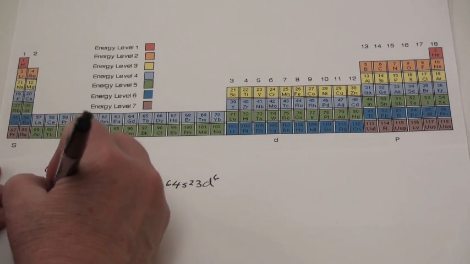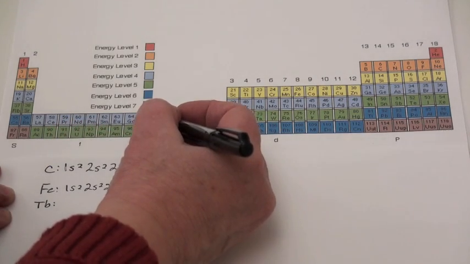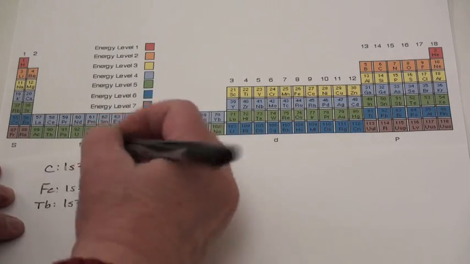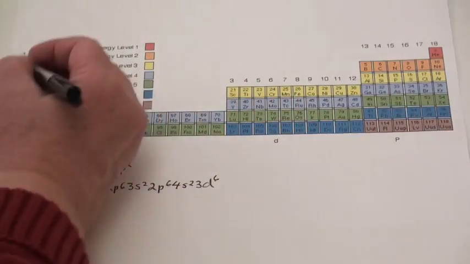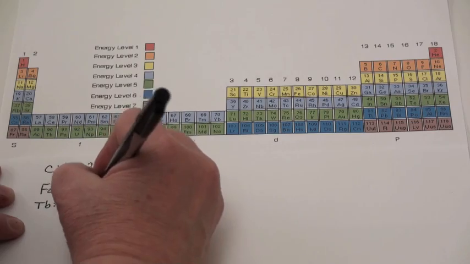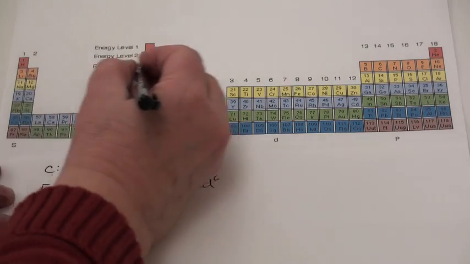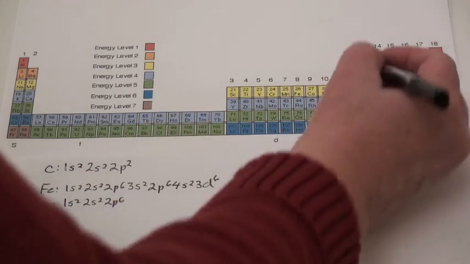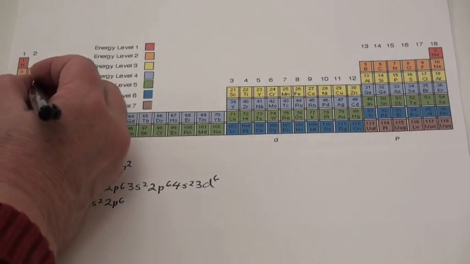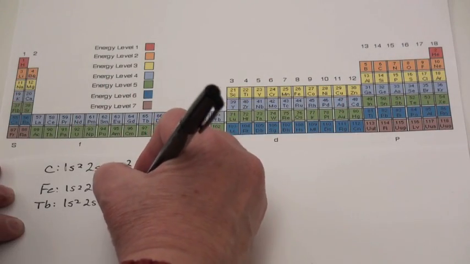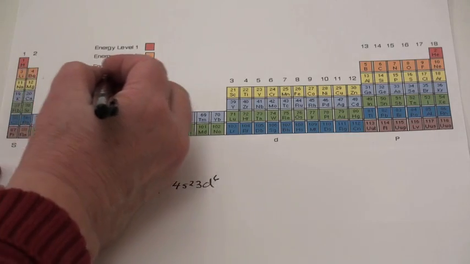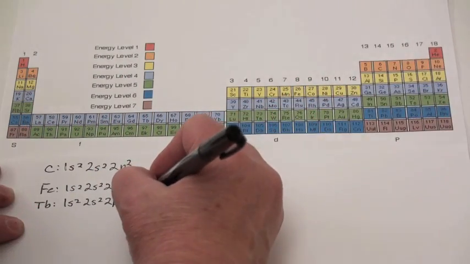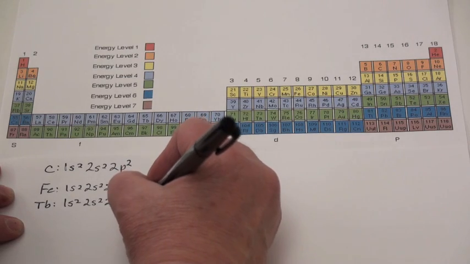So TB, terbium. You start at the very top again, and you say, okay, we're starting at the top, 1s2, and then 2s2. Keep going across, we run into these guys, and that's 2p6. After these guys we go down, it's 3s2. After 3s2 we keep going across. The color is still 3, but it's the p's, so 3p6.